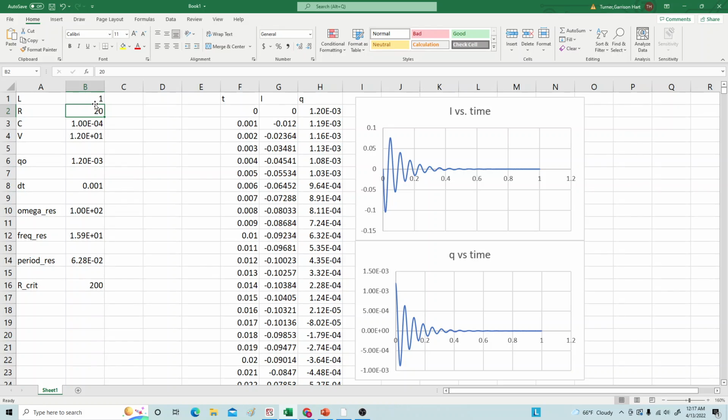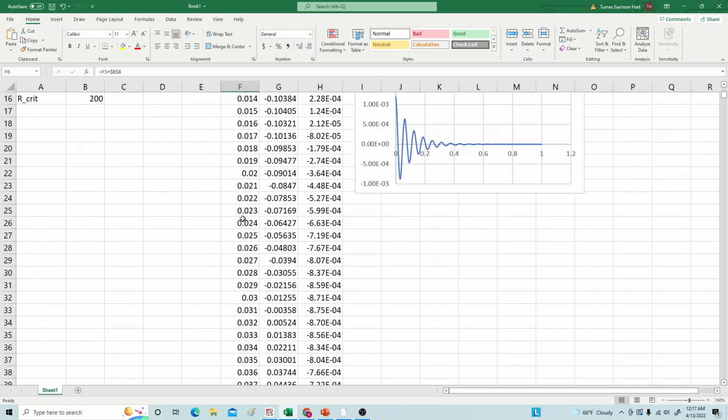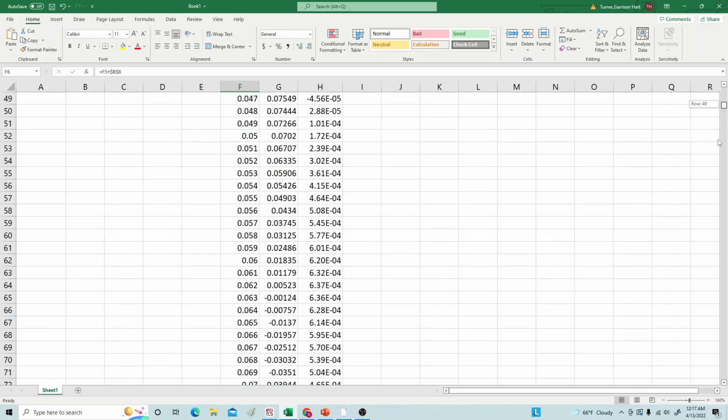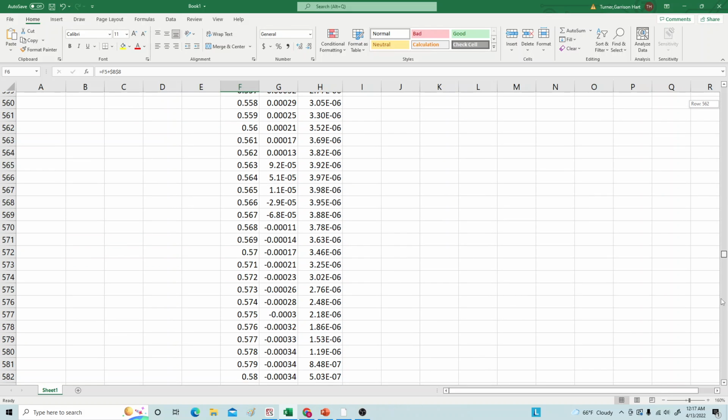Once you have your initial values specified, your inductance, resistance, capacitance, and voltage, calculate your initial charge and choose your step size. What I did here in the time column was specify 0 as my start time, and then I took that value and added my time step, and then added my time step again. I basically clicked and dragged in here and did this for a total of 1,000 steps.